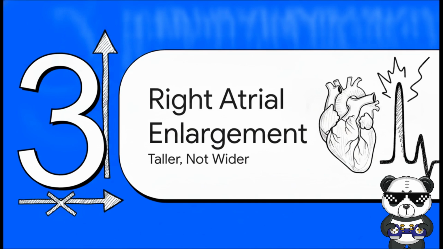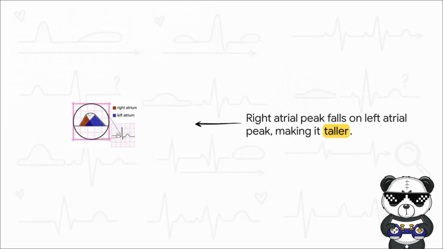All right, Section 3, right atrial enlargement. Taller, not wider. Let's dig into what happens electrically when that chamber physically stretches out. So in right atrial enlargement, the right atrium literally has more tissue to depolarize. That means that initial wave of electrical activity lasts longer.